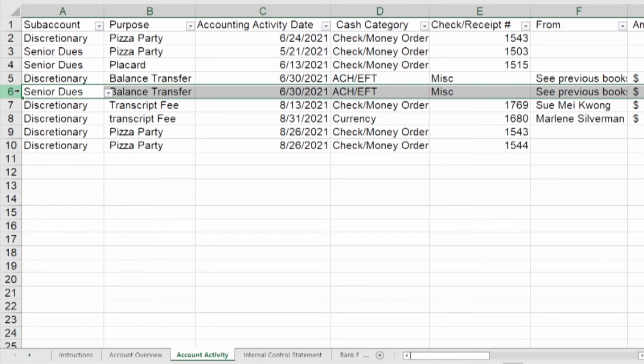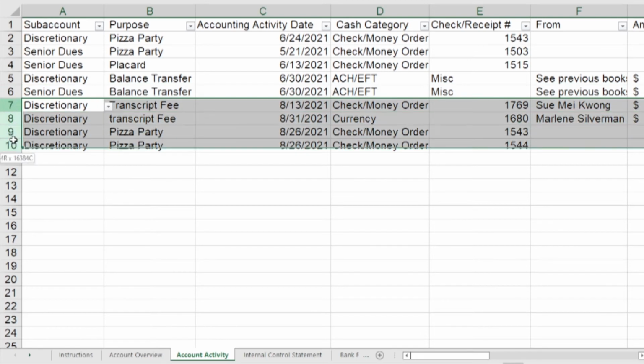As you are inputting balance transfers, be sure to assign specific portions to their appropriate subaccounts. This is important in order for schools to keep clear records of where their funds are not only being spent, but what they are intended to be spent on. Lastly, we have in rows 7 through 10, a series of normal bank transactions.